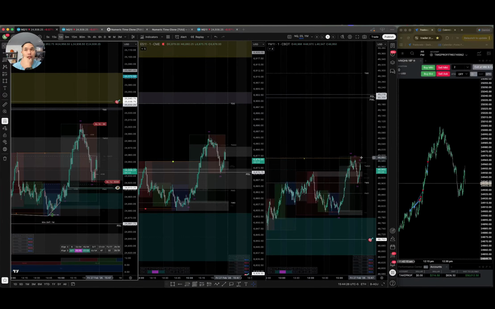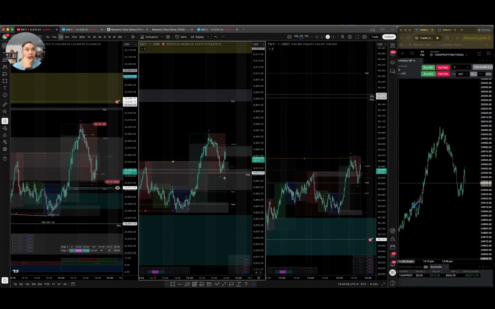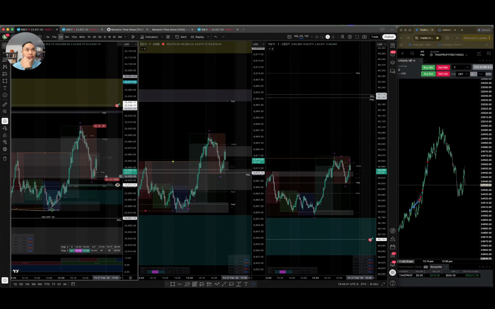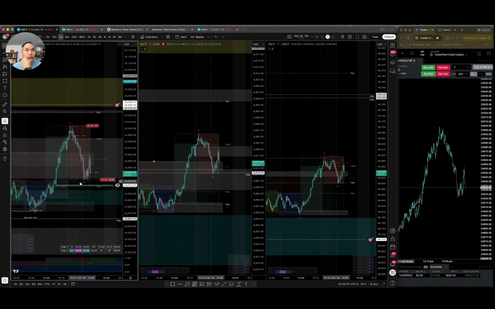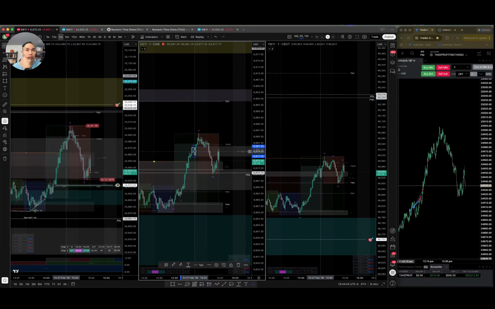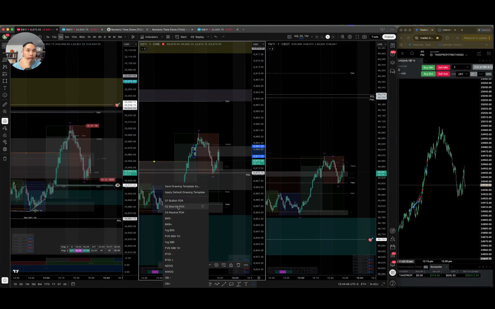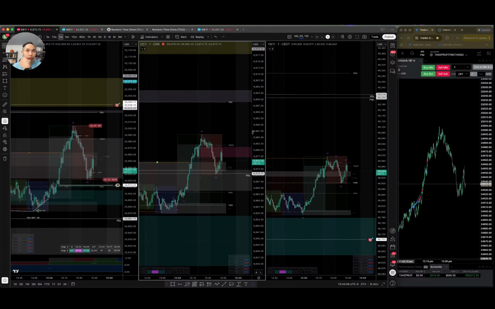So a lot of buy side engineered liquidity on YM. I think we'll inverse this SIBI or BISI here. Yeah, that was just a retrace. Got into this breaker on ES. Rejected that.